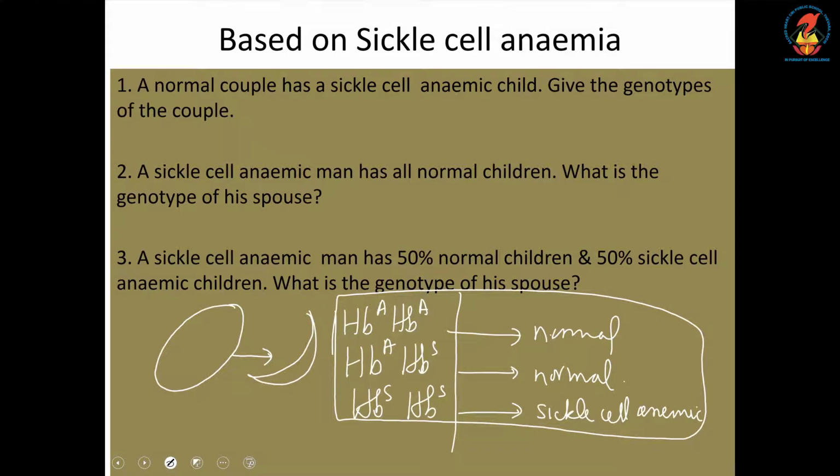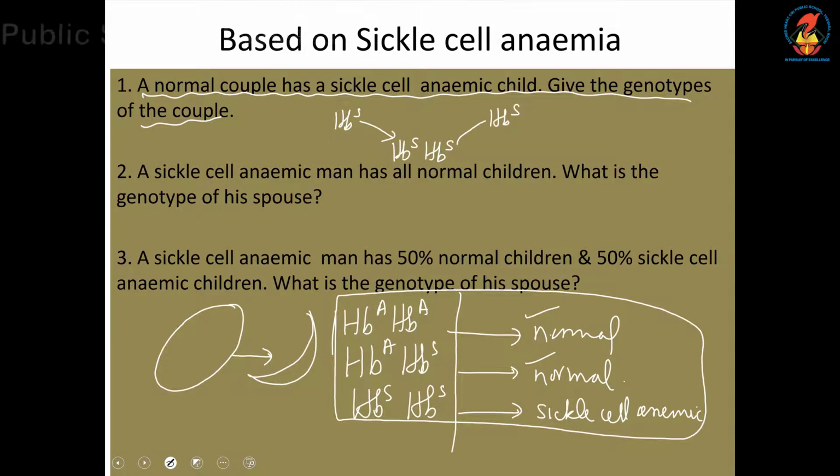The first problem: a normal couple has a sickle cell anemic child. Give the genotypes of the couple. So this is normal, this is also normal, but they have to have a sickle cell anemic child. I am just drawing the child first. HbS HbS is the genotype of the child. This child got one HbS from one parent and the other HbS from the other parent. Hence, what type of parents? The parent should have HbS, so which will we select? Should I select the first option HbA HbA or HbA HbS? Both the parents are normal.